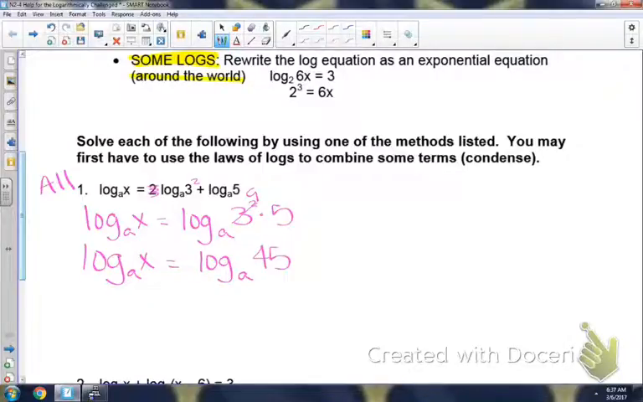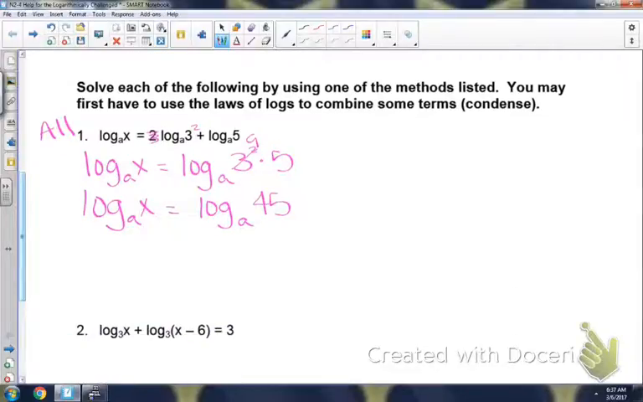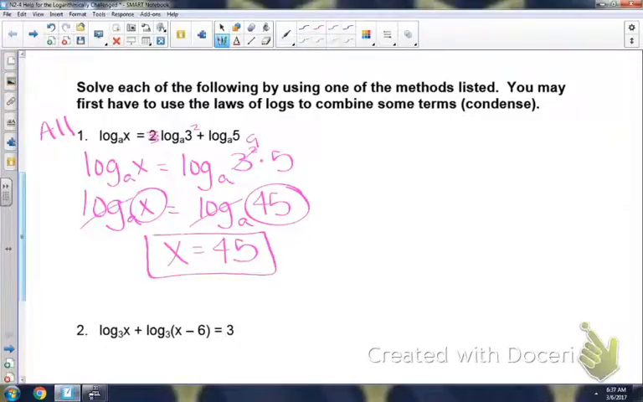If you have all logs, condense the left side, condense the right side. Once you have it in that form, those two logs are equal, which means you can just drop those and set those equal. So x equals 45. There's your answer. So all logs, condense the left, condense the right side, then you're just dropping the logs and setting m equal to n. Make sure that you plug it back in, it gives you a positive there.